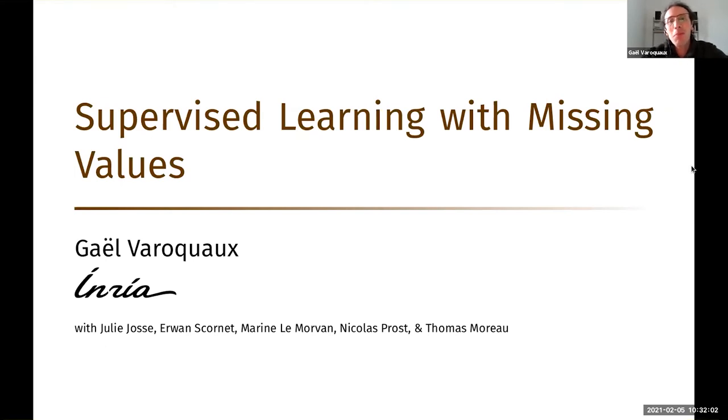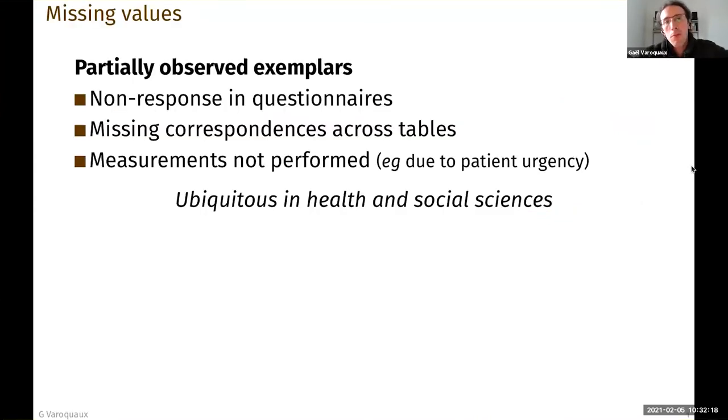So I'll be talking about some work that came out, which is about supervised learning with missing values, and this is work that was done with Julie Josse, Erwan Scornet, Marine Le Morvan, Nicolas Prost, and Thomas Moreau. So the problem of missing values is that in some data analysis settings, we have only partially observed exemplars.